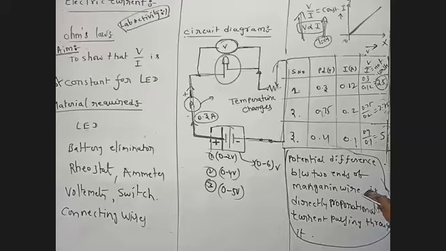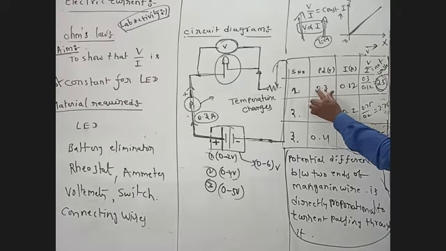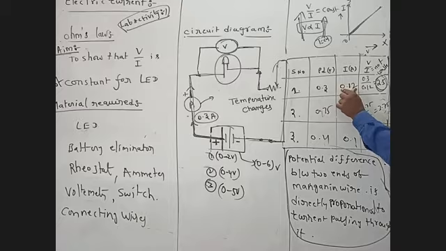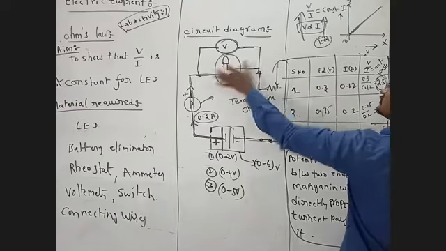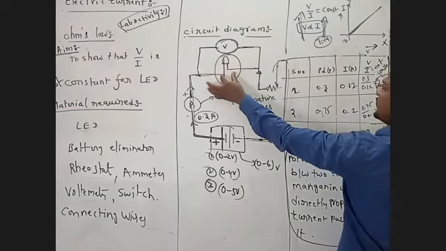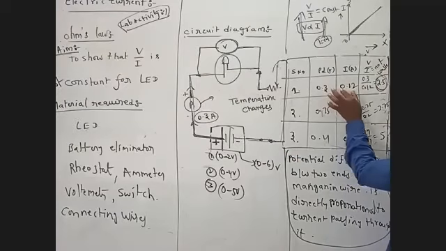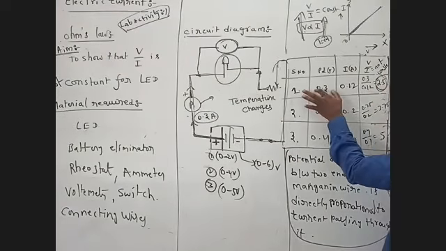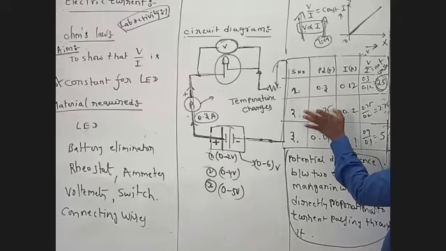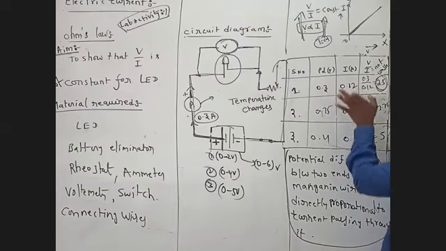You see the first situation. In the first situation, 0.3 and 0.1. So this is the potential difference across the LED, and the current is 0.12, but the resistance of the LED is 2.5. In the second situation, the potential difference goes on increasing, and the current also goes on increasing.